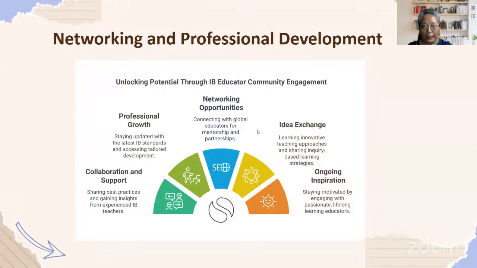Now, in addition to these two things, the most important thing that I feel is important is networking and professional development. If you have to grow and become a lead educator or an IB or a Cambridge educator, then you need to network and you need to professionally develop yourself. So how will you do that? By collaboration and support.